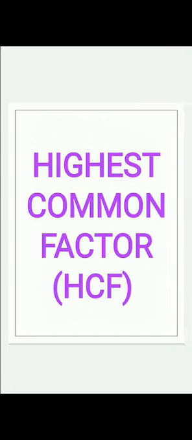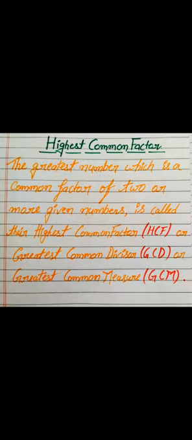So today we will learn HCF, which means highest common factor. So what is highest common factor? Now listen, students. The greatest number which is the common factor of two or more given numbers is called their highest common factor. It means the highest common factor of two or more numbers is the greatest among their common factors. And this HCF is also known as GCD, meaning greatest common divisor, and also GCM, meaning greatest common measure.